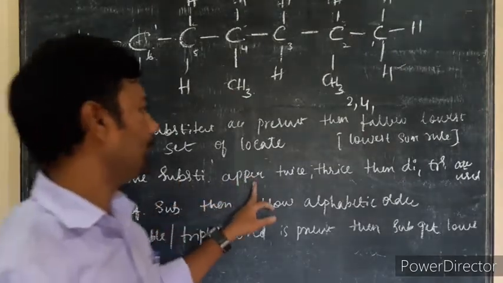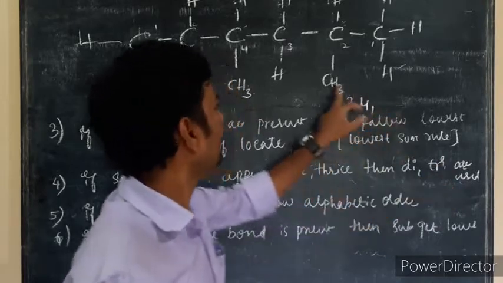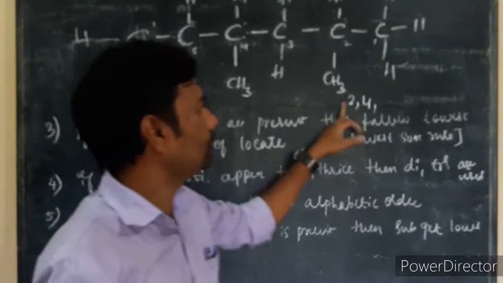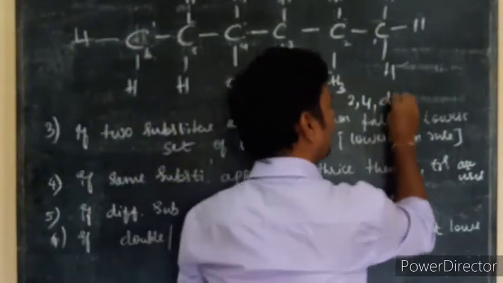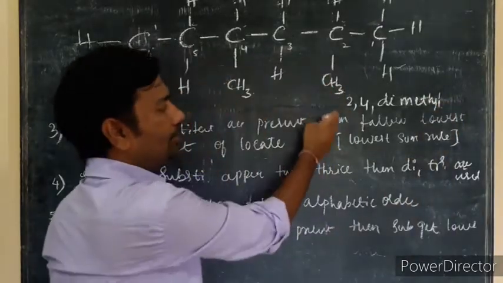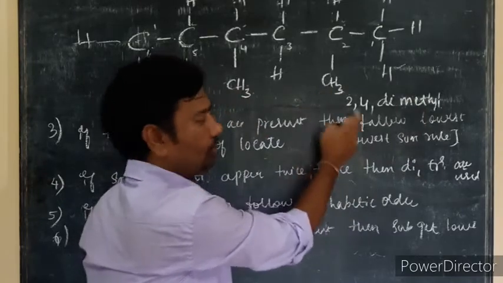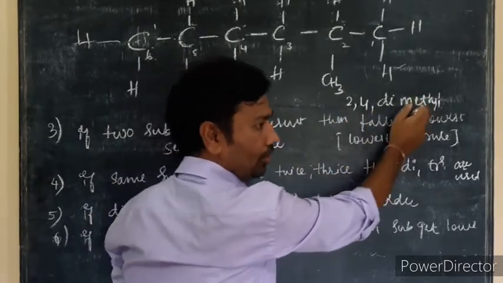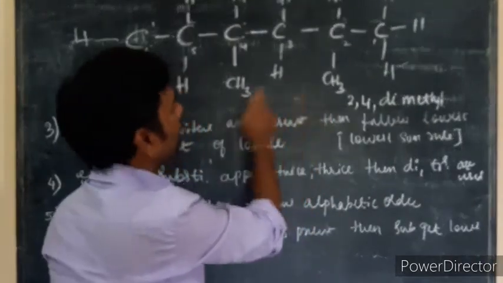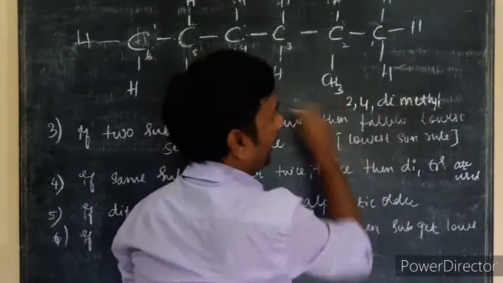If the same substituent appears twice or thrice, then you consider it as di or tri. Now the same substituent is there 2 times, at positions 2 comma 4. That's why 2,4-di, and the substituent name is methyl. If it is Br, 2,4-dibromo. If it is Cl, 2,4-dichloro. Like that, many substituents are there. Here the substituent name is methyl. So 2,4-dimethylhexane.